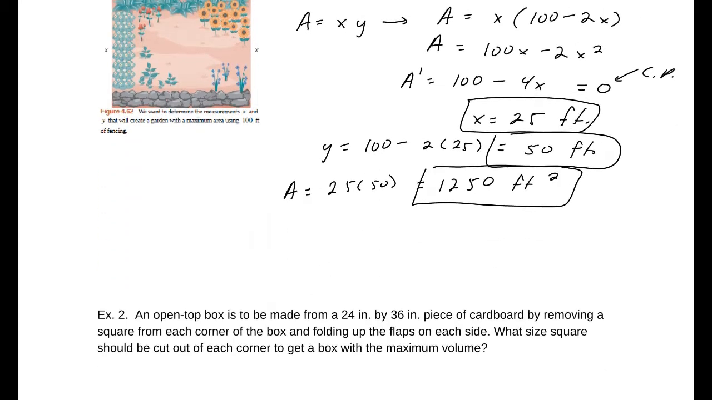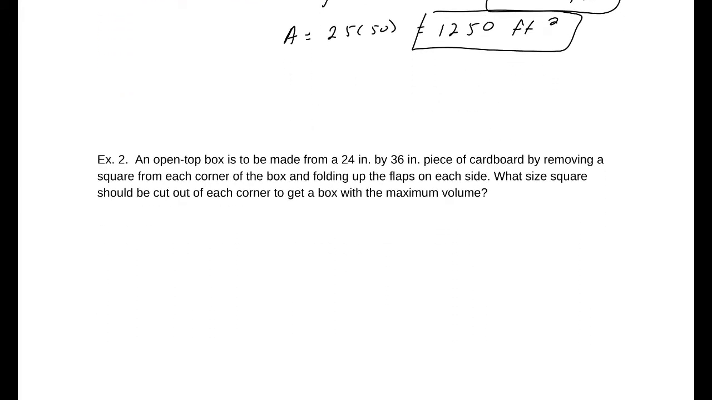All right. Example 2. An open-top box is made from a 24-inch by 36-inch piece of cardboard by removing a square from each corner of the box and folding up the flaps on each side. What size square should be cut out of each corner to get a box with the maximum volume? Let's first go ahead and sketch what this means. Okay, we have an open-top box that's going to be made. And each side is 24 by 36. And we are removing a square from each corner.